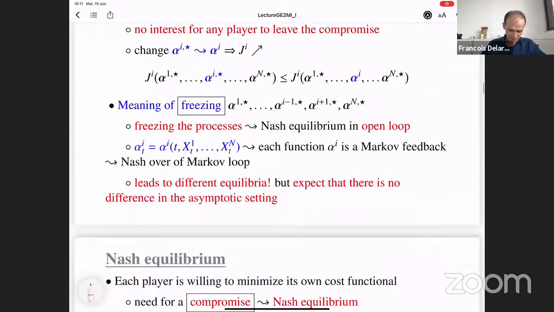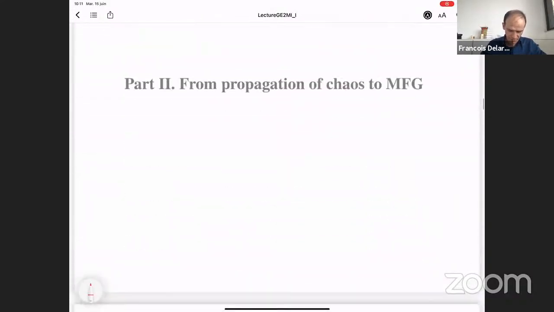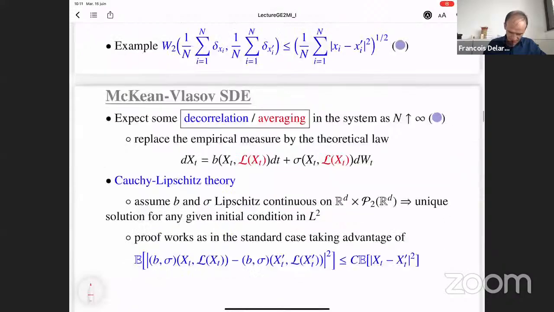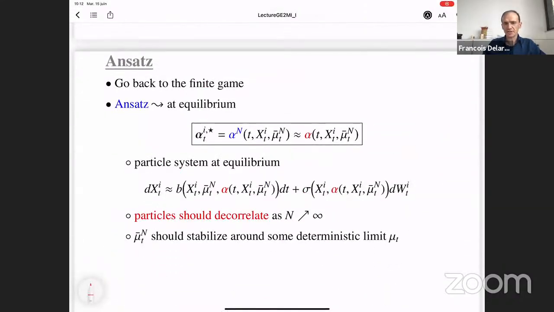And then I explained to you that we had to derive intuitively what happens when n tends to infinity, so when the number of particles tends to infinity. And the way I did so was to say that certainly this was a good point to have this ansatz. So this ansatz says that at equilibrium, we could think that the model or the equilibrium is going to retain the symmetry of the model.